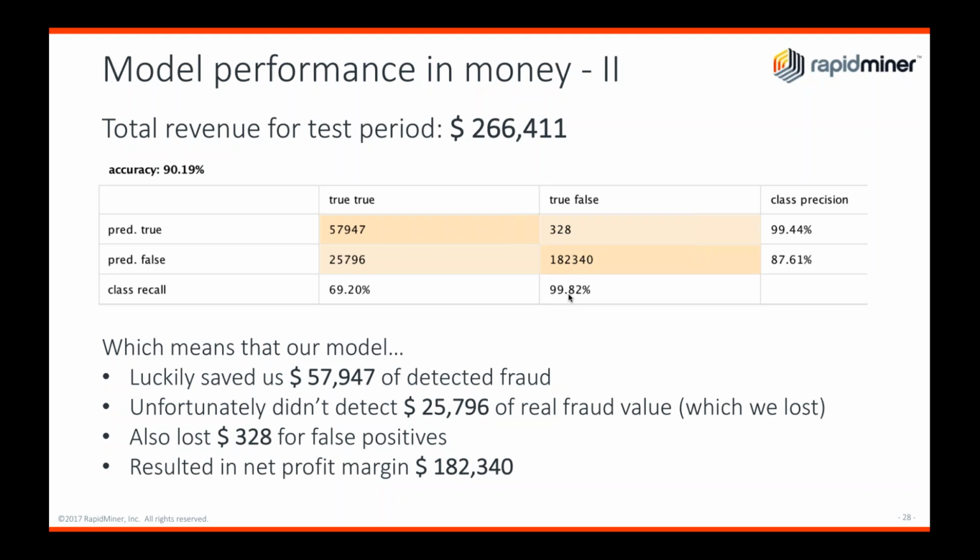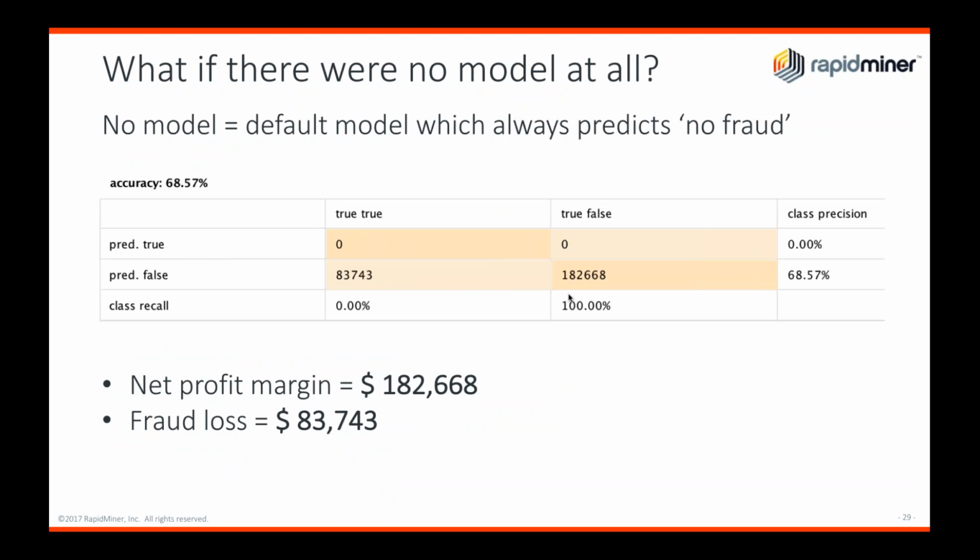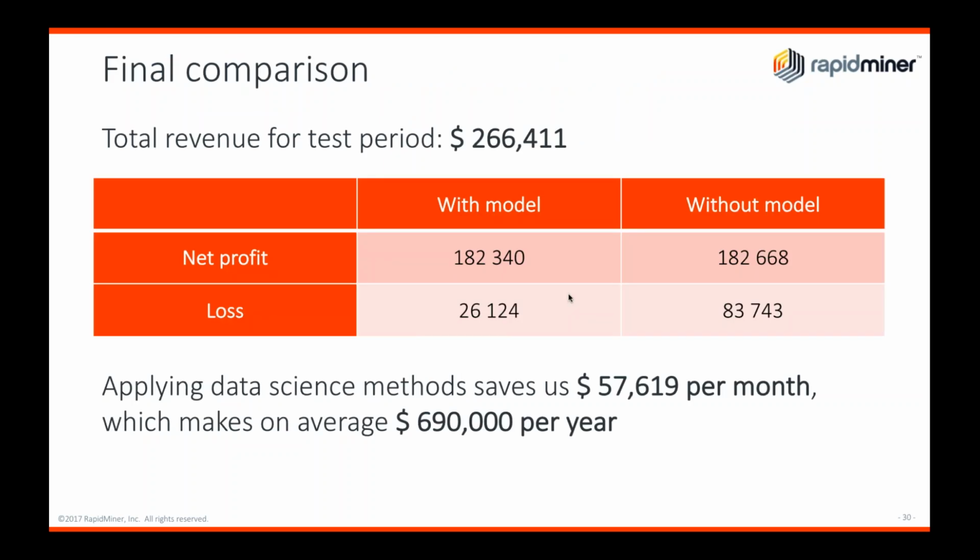So now it's comparison time. What if you had no model at all? This is actually pretty easy to simulate, because in RapidMiner terms, no model means you can just test the same data set on a default model, which always predicts no fraud in 100% of the cases. And as we see from this confusion matrix, it always predicts no fraud, and the total fraud loss is actually much higher.